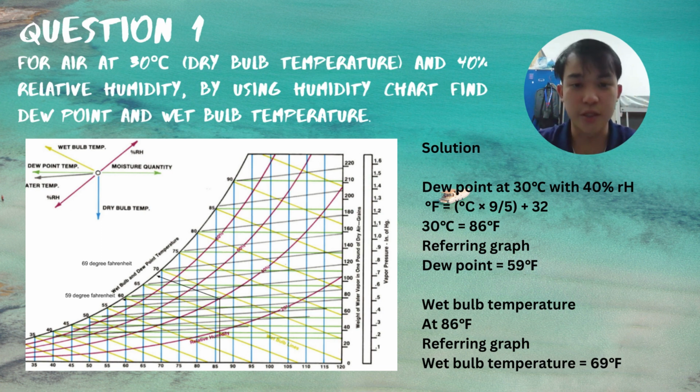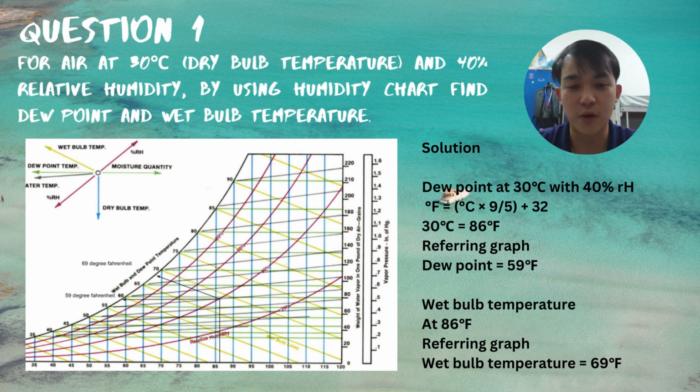We can see based on the graph, there are a lot of lines, but I want you all to notice that the dew point is the green line pointing towards the left, and the wet bulb temperature is the yellow line pointing 315 degrees upwards. So, dew point at 30 degrees Celsius with 40% relative humidity.